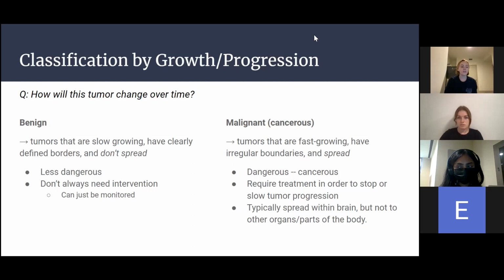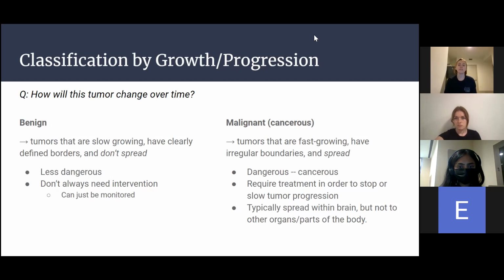These are called benign tumors, and they are not very dangerous. Sometimes they don't even need intervention, so you might not need surgery or treatment. You just have to keep an eye on it, because benign tumors can sometimes become malignant tumors.